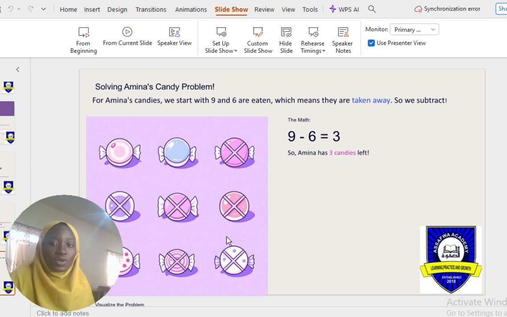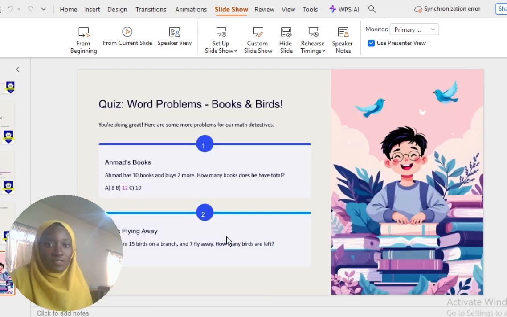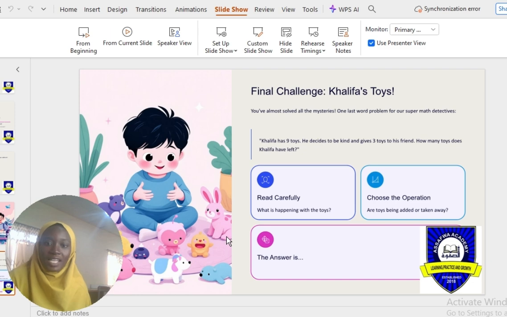You have your quiz time, you have your quiz question, you read it and make sure you answer my quiz and share. Then the final challenge for this is you answer about Khalifa's toy. You read the questions and you make sure you answer. After reading carefully, you make sure you understand it and you try to think whether it's to add or to take away.